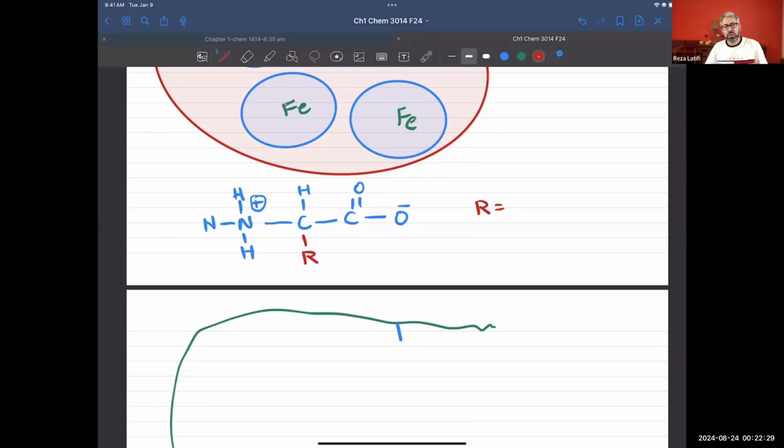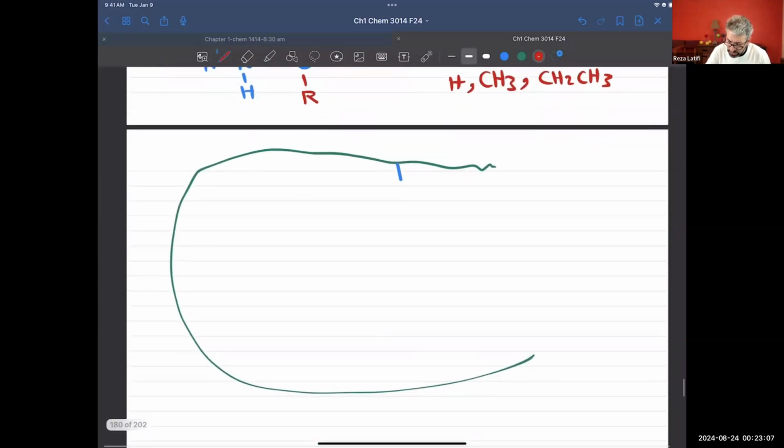We have 20 amino acids, I believe. And how do we get the 20? We change this R, the alkyl group. The R keeps changing. It can be CH3, it can be just an H, or say ethyl, or other groups.